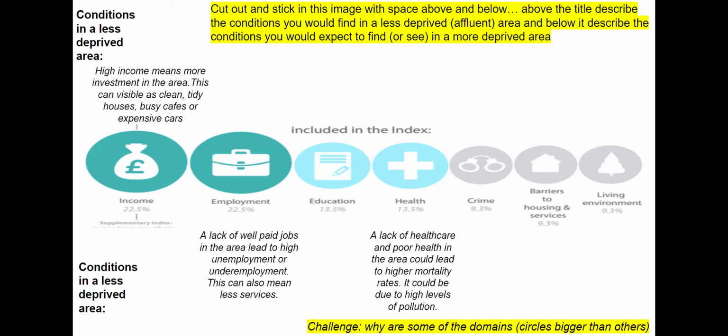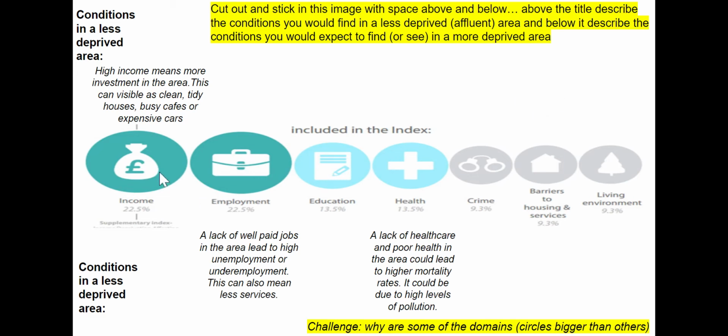developed than other areas. So what I'd like to do is, once you cut this out, stick it into your books with space above it and below it. And what we're going to do is consider, for each of those different factors, what a less deprived or an affluent area would look like above it, and what a more deprived area would look like below it. So I've done a couple of ones for you here.